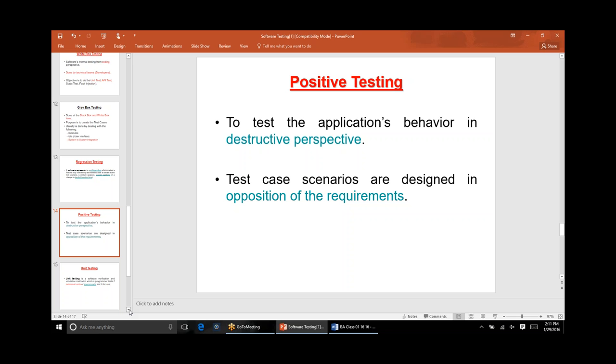Negative testing means that the system is not doing what it is not supposed to do. So positive testing is that it is doing what it's supposed to do, and negative testing means it is not doing what the system is not supposed to do. So positive testing and negative testing.